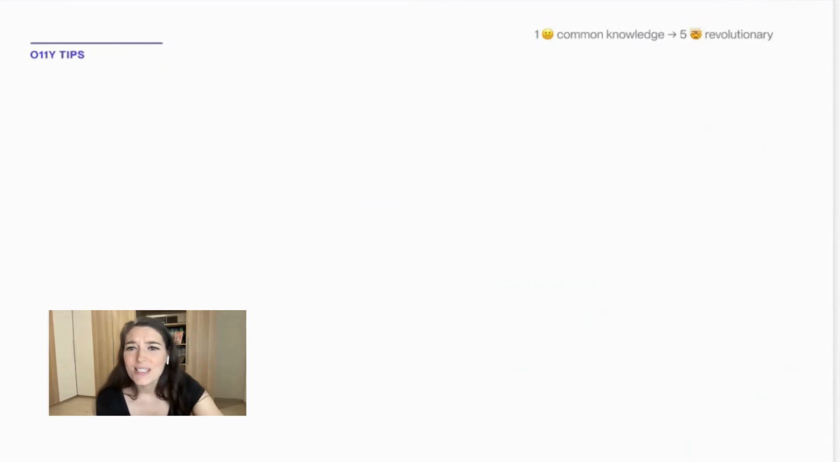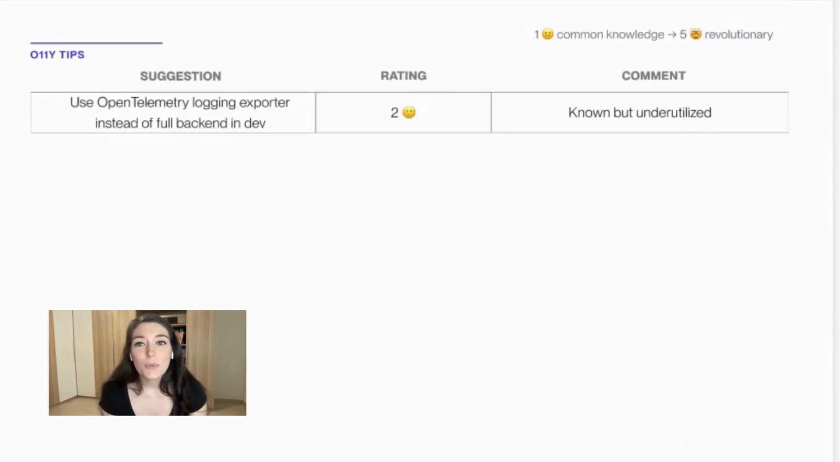And I ran these suggestions past our team, who added some scores and comments to them. So I'm just going to share everything today. The first suggestion is to use lightweight local exporters instead of a full observability platform in development. And yes, it's a common suggestion, which is why I got a 2 on the score scale, but it's often overlooked. You can just use OpenTelemetry's SDK to output telemetry data as logs printed to the console. And this is great for debugging locally, no infrastructure or dashboards required.